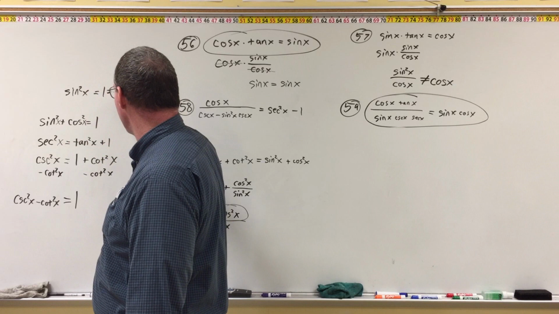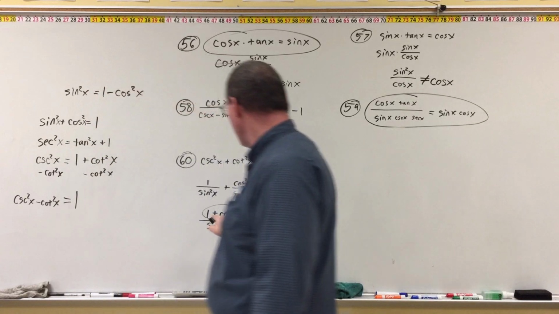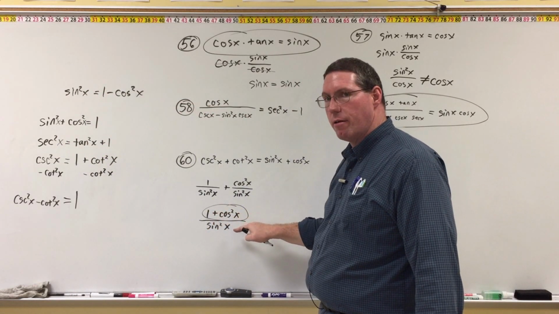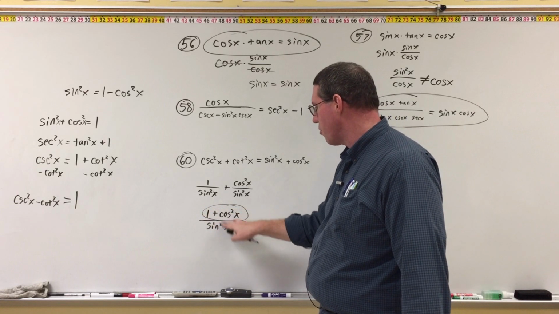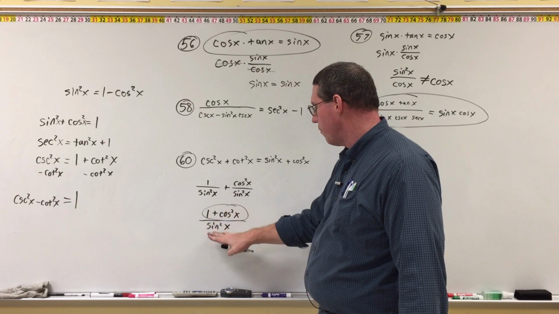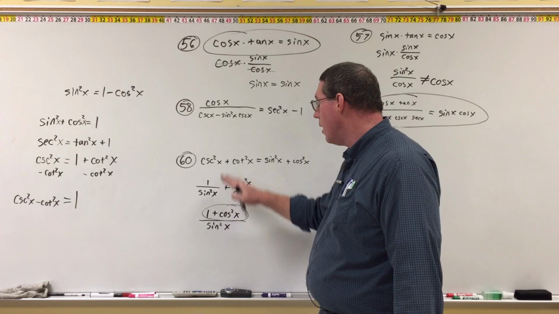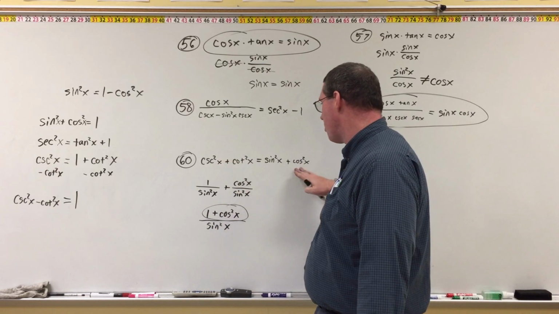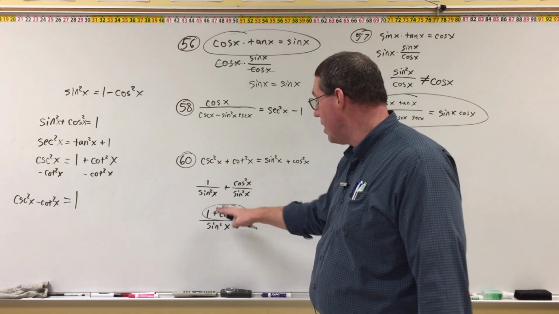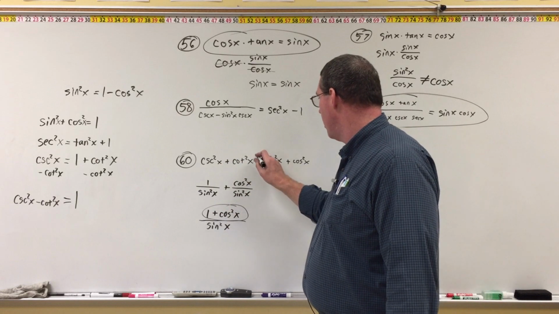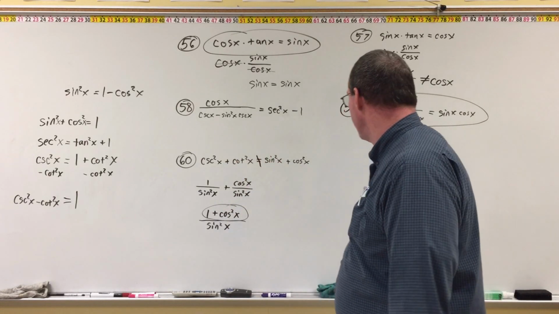It would be 1 minus cosine squared of x. So if this said 1 minus cosine squared of x, then we could replace this with sine squared of x, and we'd have sine squared over sine squared, and that would equal 1, and that would mean 1 is equal to sine squared plus cosine squared, and that would be true. But it's not. Therefore, this is not true. We will not circle number 60.